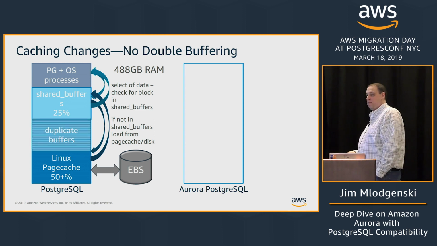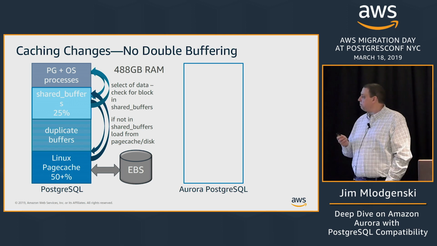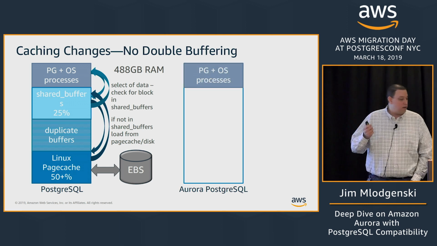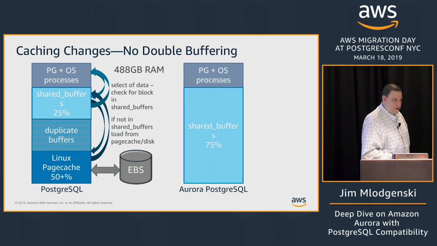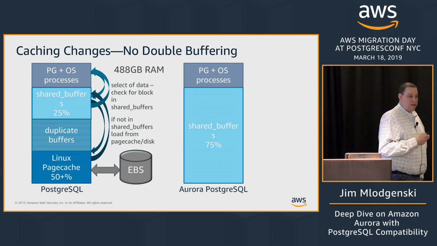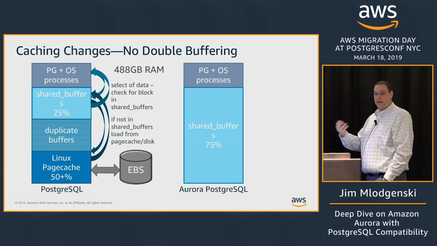So you get duplicate buffers. You get double buffering for that 25% that's in shared buffers. With Aurora, we have the same 25% for the OS and Postgres, but we allocate 75% for shared buffers. You're not getting that same double buffering because we're writing everything out to Aurora storage, not to the local file system.